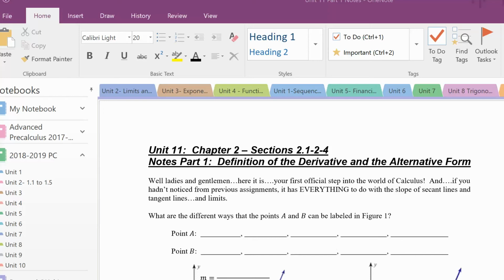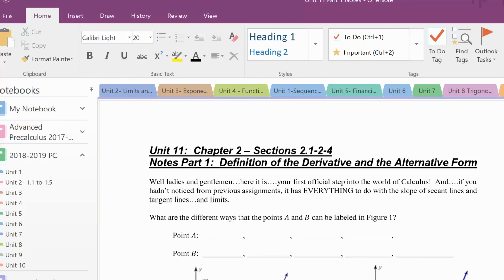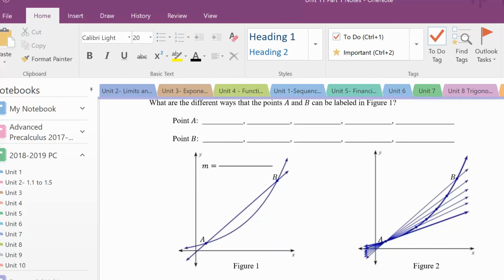What are different ways that point A and B can be labeled in the figure here? Well, let me get this to scroll down. So point A and point B here, there's a couple ways. Like you could say point A is x1 and y1. You could say it's x1 and then f of x1. You could also say it's just a, b, and you could just say x and f of x.